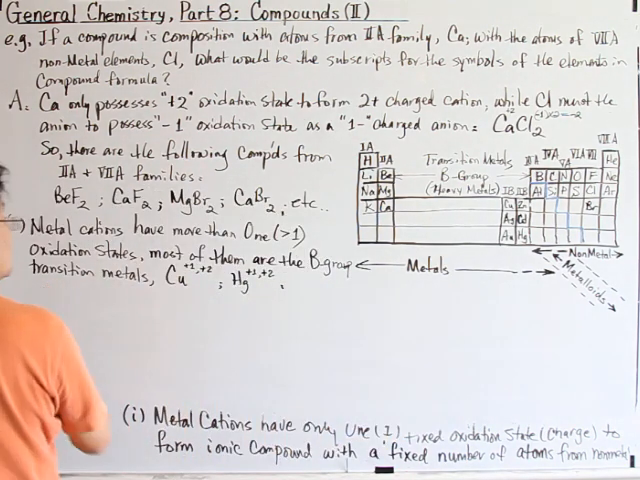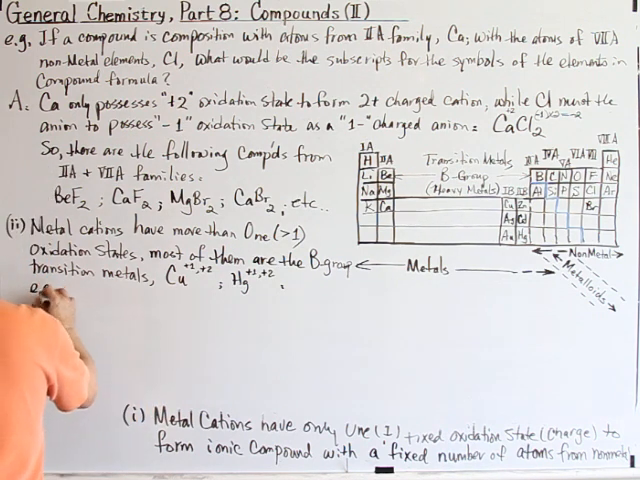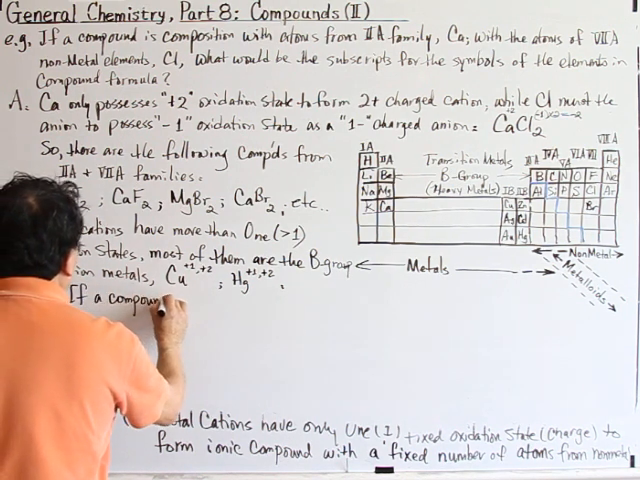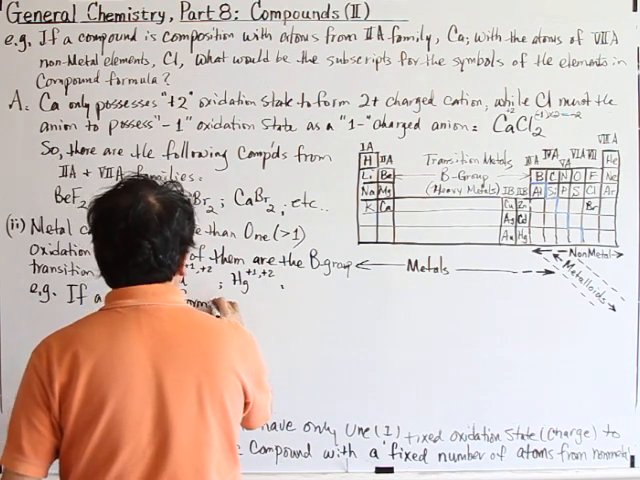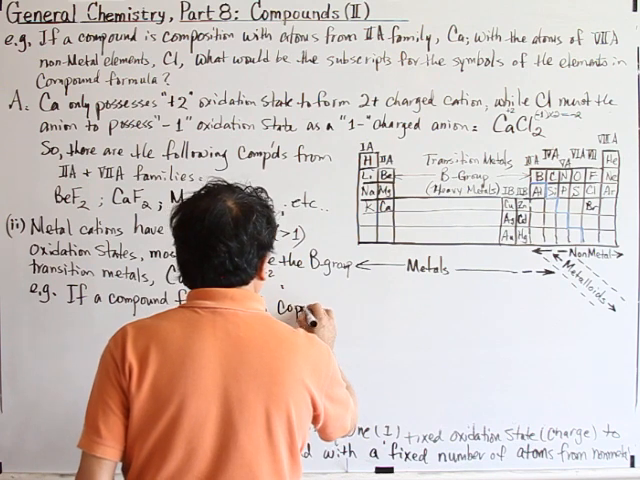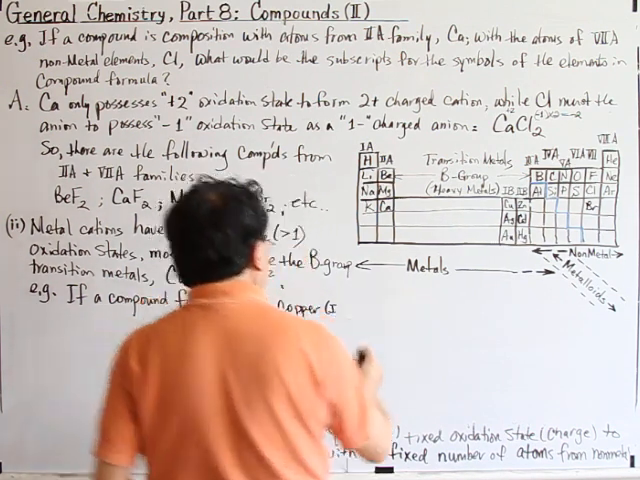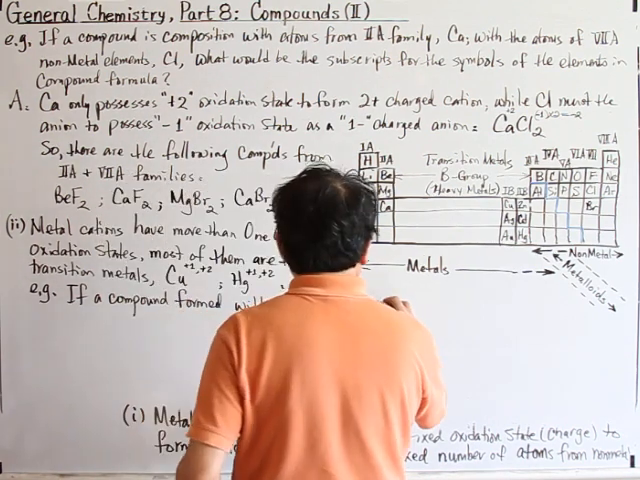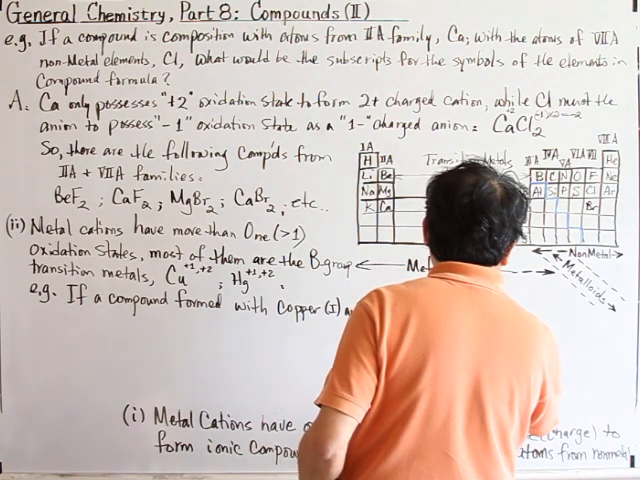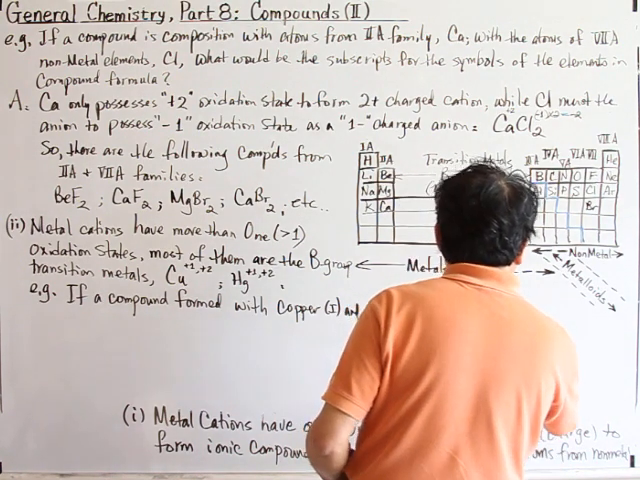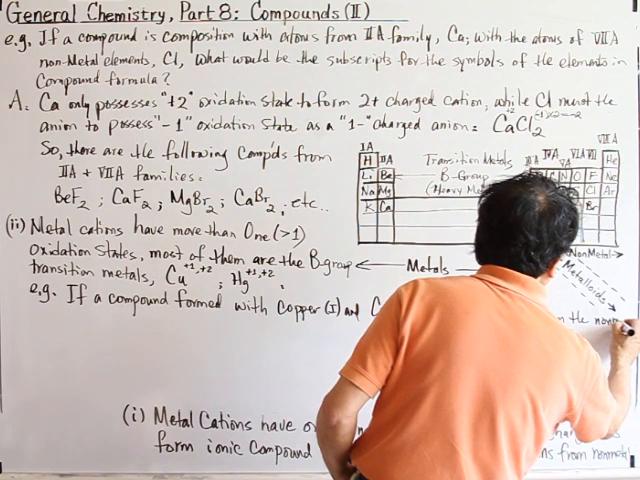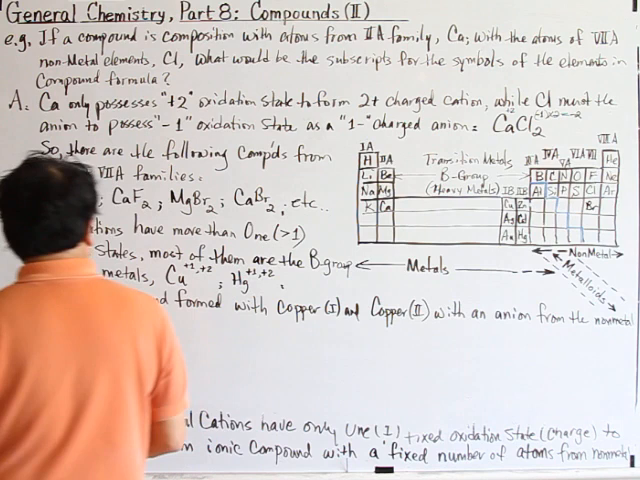So, examples. A compound formed with copper plus 1 and copper plus 2, with an anion from the nonmetal group.